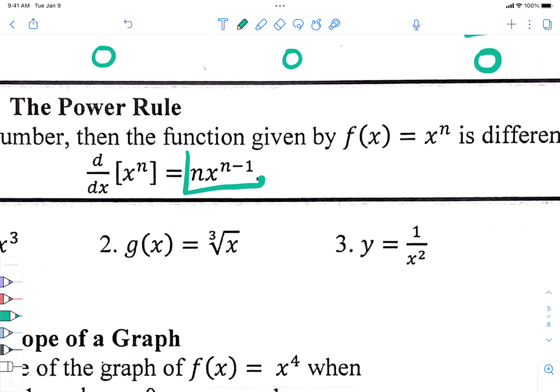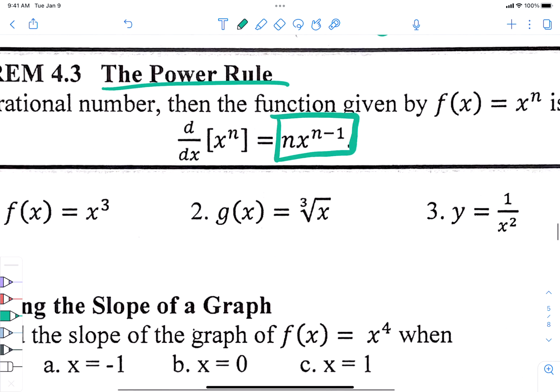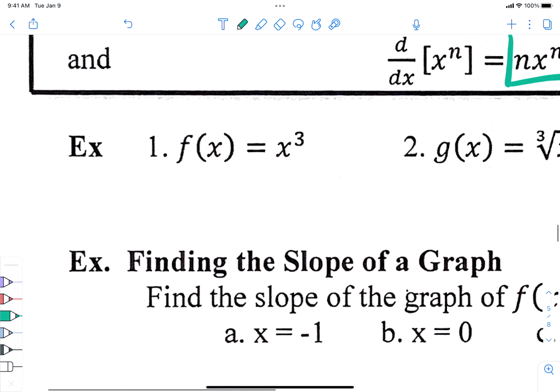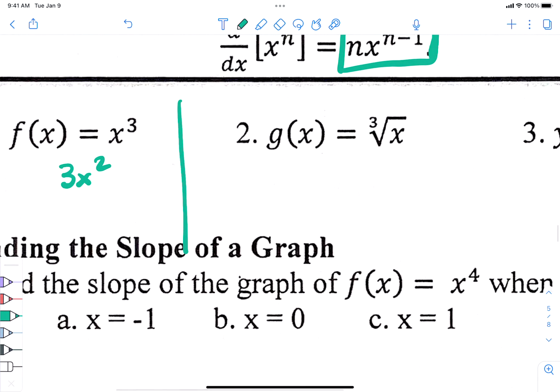I just gave you this formula, and this was the formula for the power rule. This is the derivative for the power rule. Now, it gets harder. Example 1 is easy. 3x squared is its derivative. Now it gets a little bit harder because of number 2, 1/3.